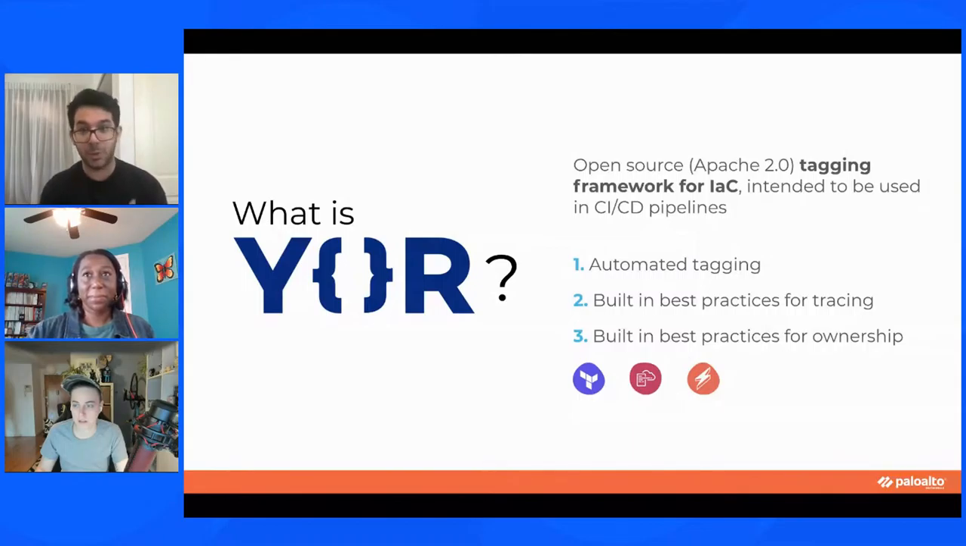So it allows you to have an automated process to add tags to your infrastructure as code in your CI/CD pipeline. It also has some baked-in best practices, with auto taggers that exist within it to follow ownership and tracing. And we'll see how it works today. It currently supports three infrastructure as code frameworks: Terraform, CloudFormation, and Serverless. And it's going to support Kubernetes soon, so stay tuned.